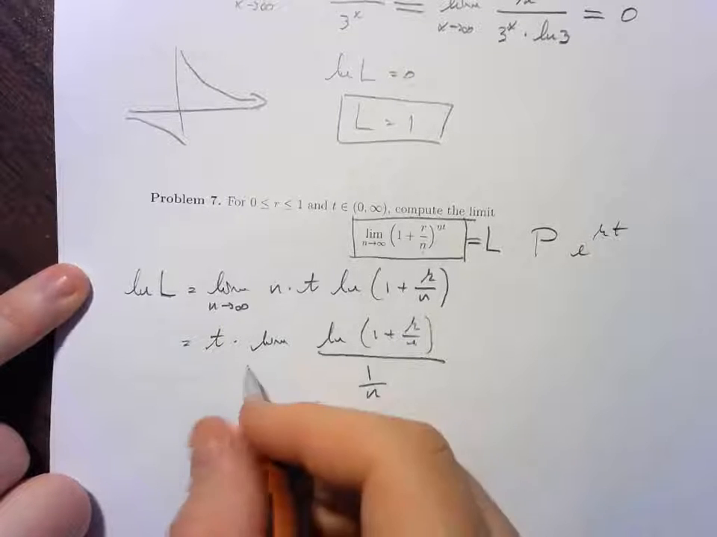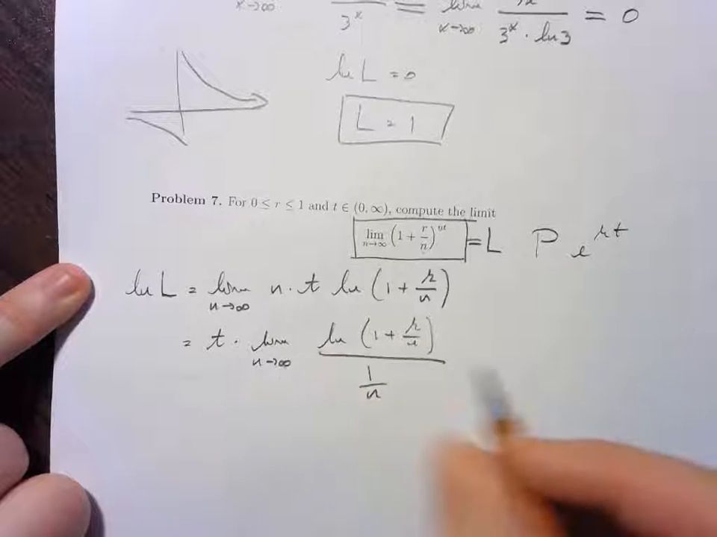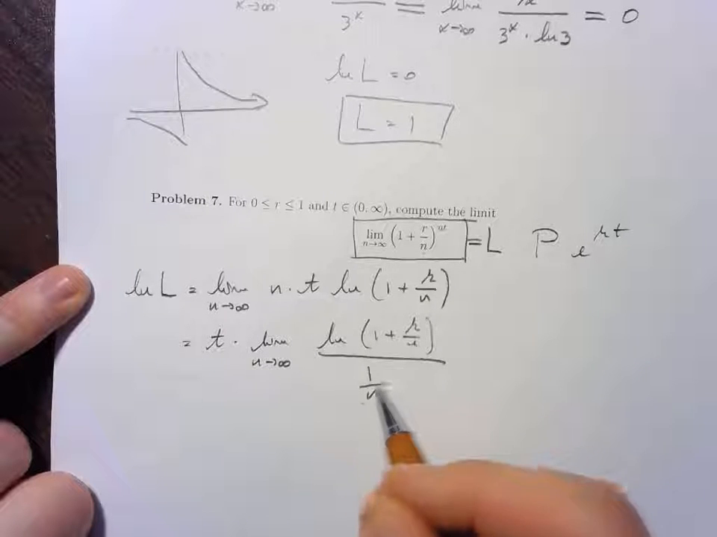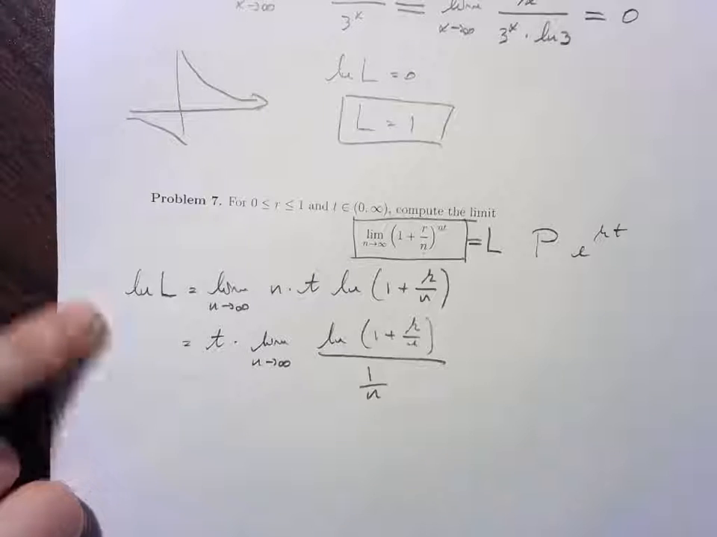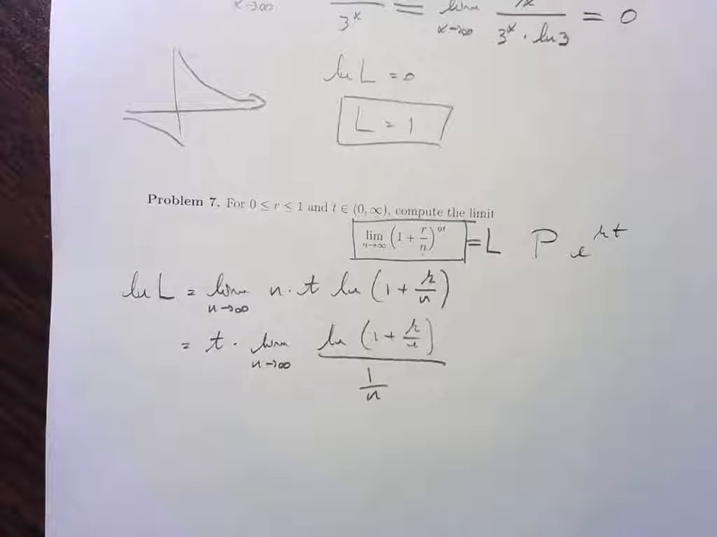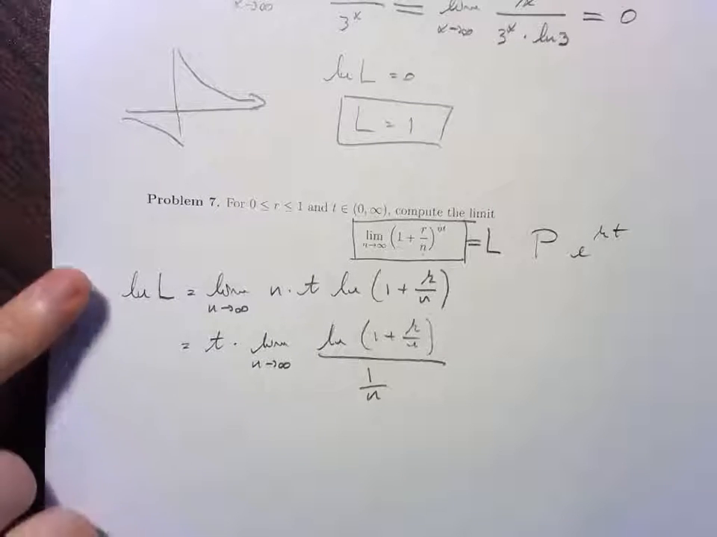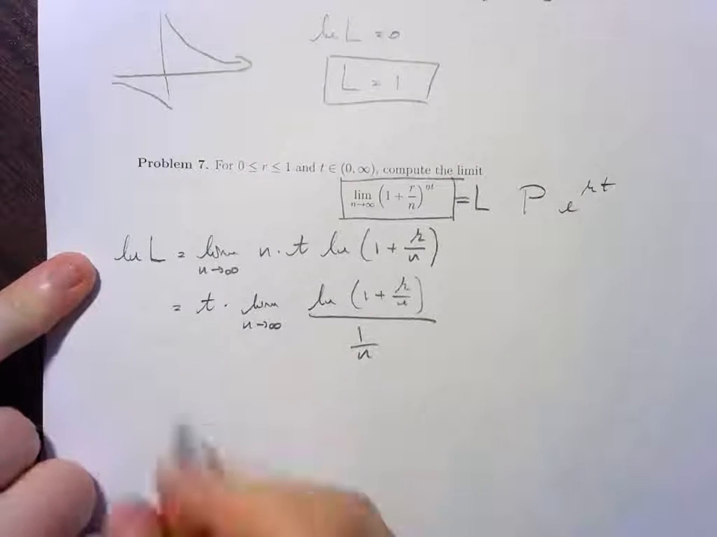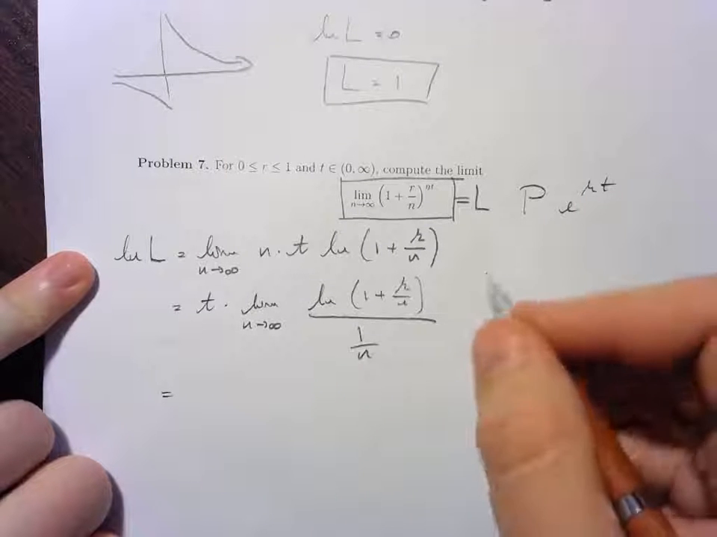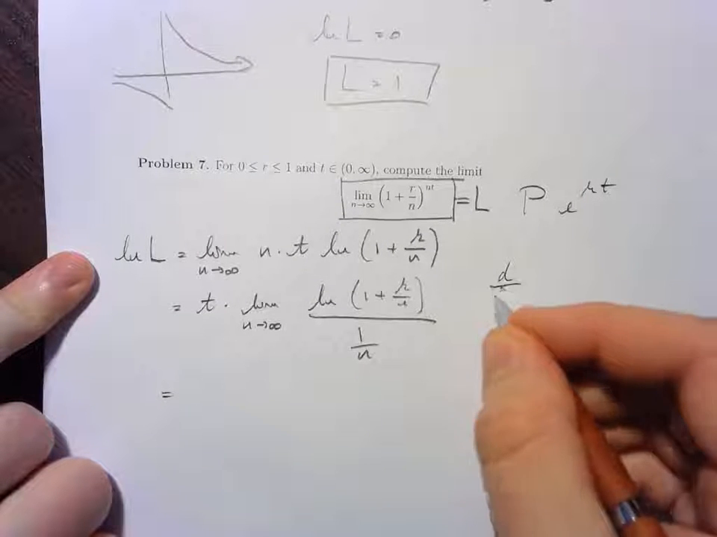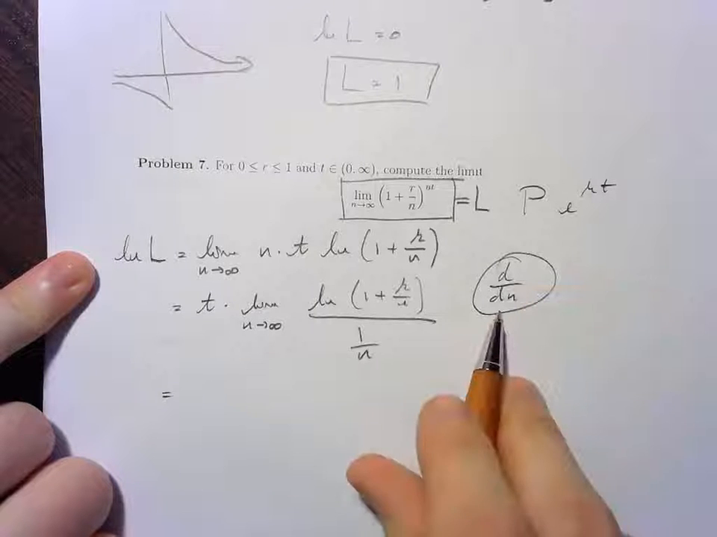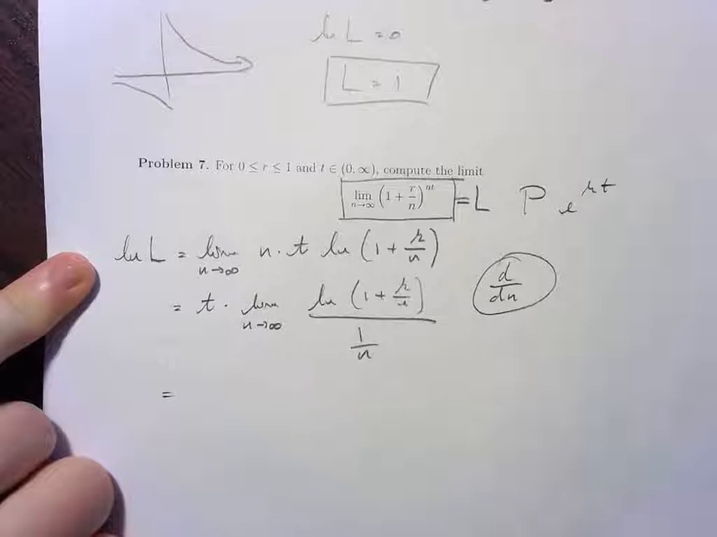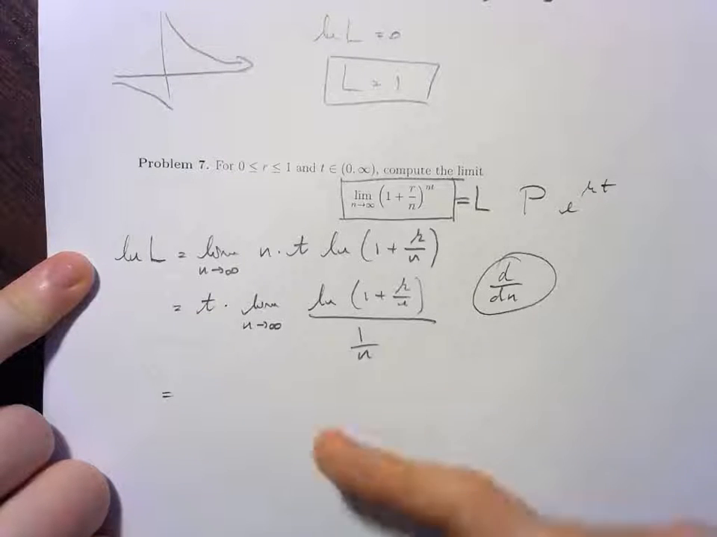So now I'm turning this into a fraction. As n goes to infinity, this is just ln of 1, which is 0, and this is 1 over infinity, which is 0. So now this is the 0 over 0 case that allows us to use L'Hopital's rule. So let's go ahead and do that. I need to take the derivative on top, with respect to the variable n. So I'm treating n now as a continuous variable.